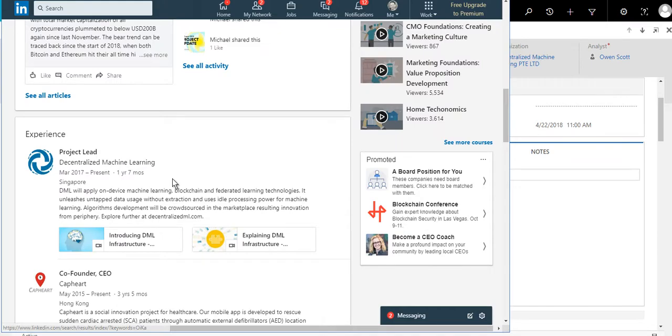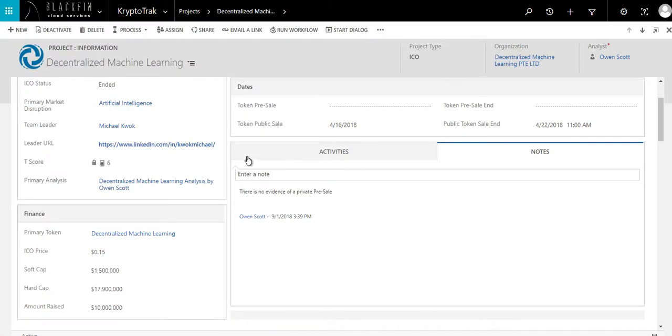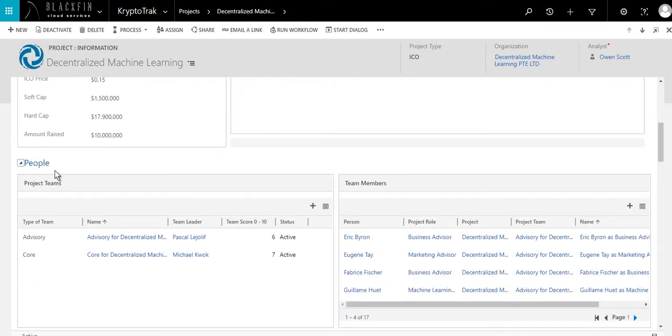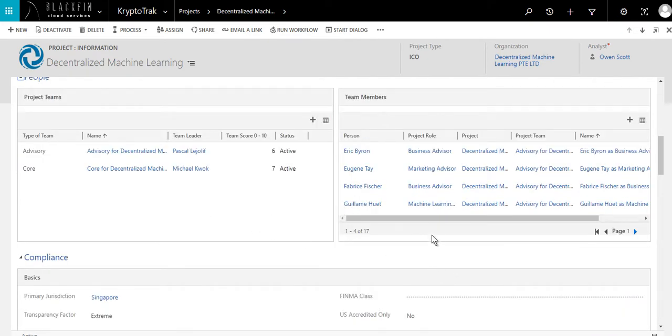But anyway, you get a sense. This is sort of where the geographic location of the team resides. Okay, let's go down to the people. Over here, what we've got is a core team and an advisory team.